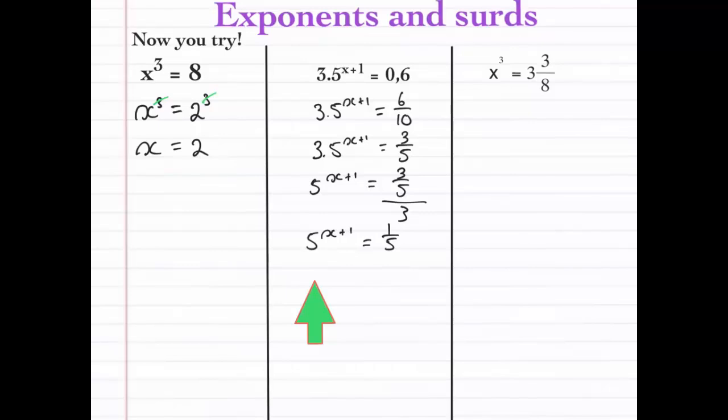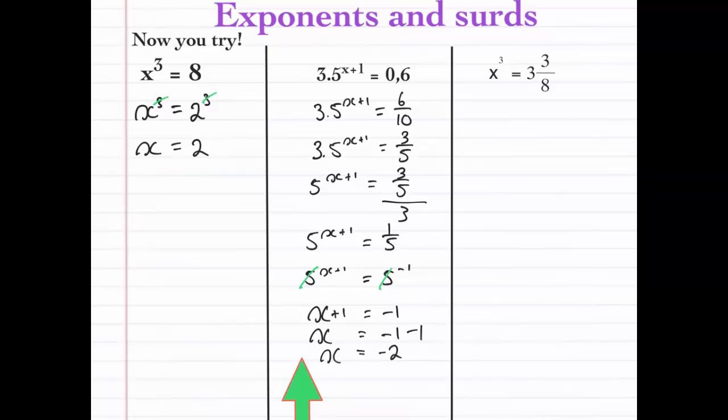Now, the bases are not the same yet. That's a 5, that's a fifth. But then we know from the definition of exponents, or one of the definitions, that we can rewrite this as the following: 5 to the power of negative 1. Wow, and now look, the bases are the same, so then we can equate the exponents. So x plus 1 equals minus 1, and then we take this constant to the other side, and it will become x equals minus 1 minus 1, and x equals minus 2. So when x is minus 2, that side will be equal to 0,6.